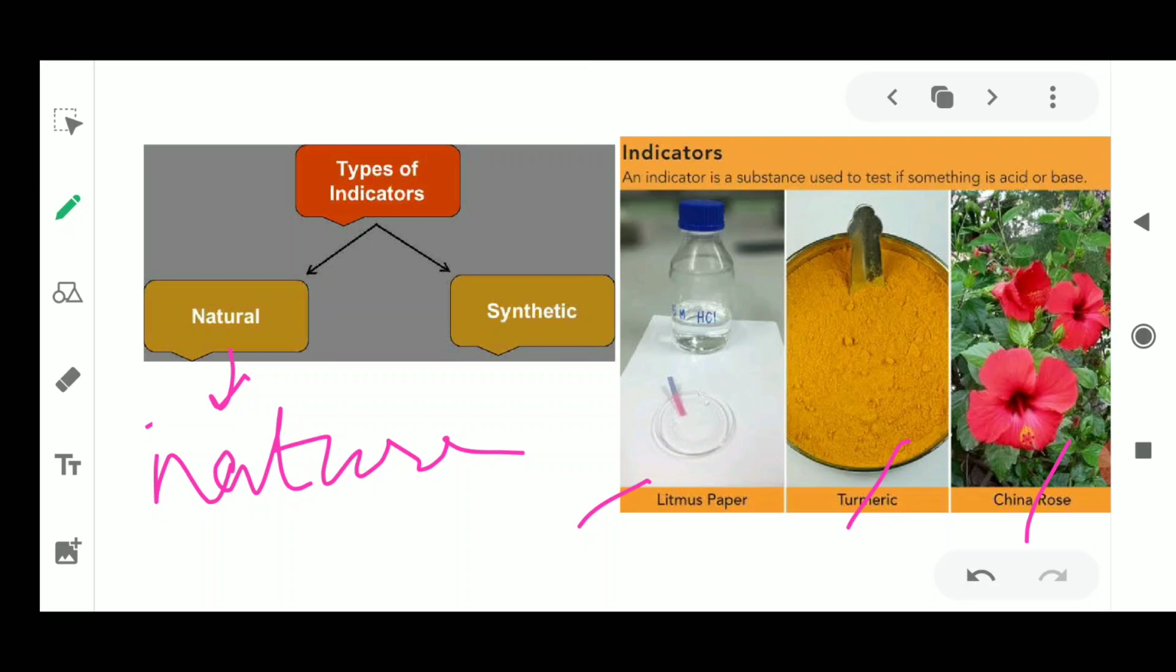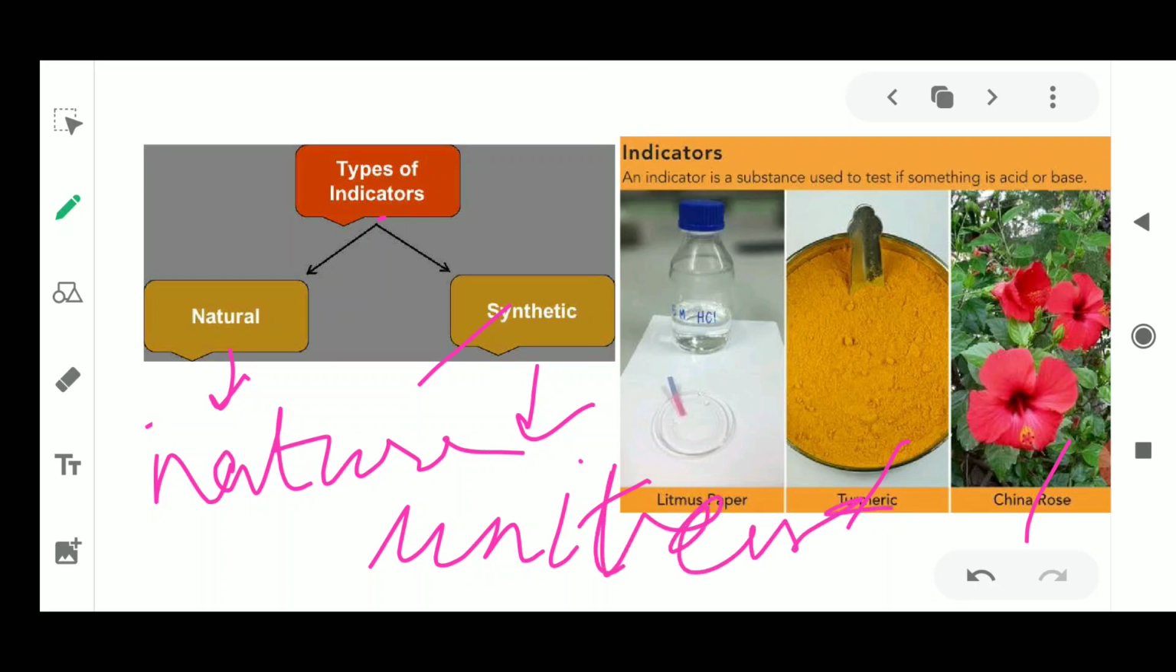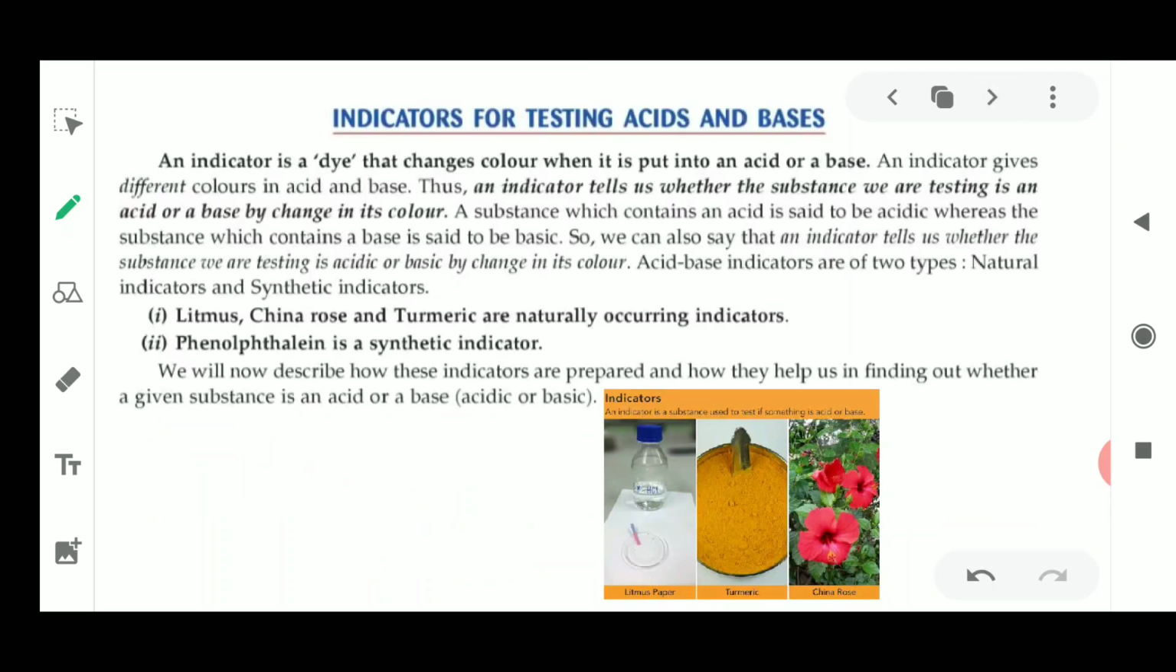The next type of indicator is the synthetic indicators. These synthetic indicators are those which are prepared in the laboratories, in the factories, by human beings. Mainly they are of two types. There is one more type of synthetic indicator which is known as the universal indicator, which I'll tell you about in the last. I'll discuss this also at the end, but this is not given in your NCERT book. For the sake of knowledge, I'll just discuss it.